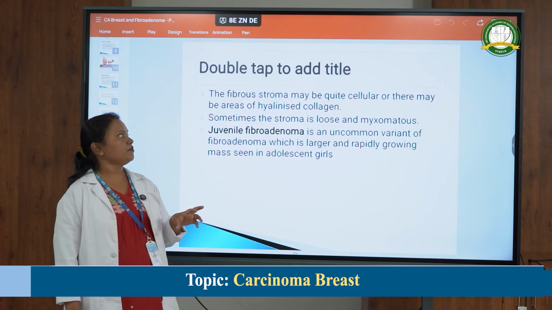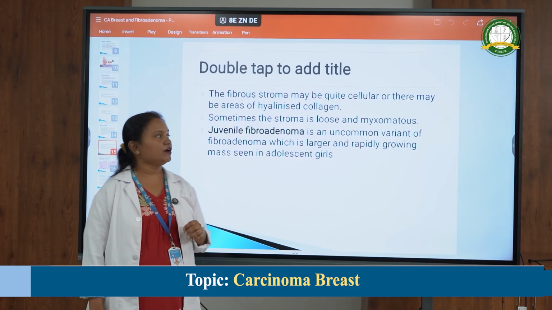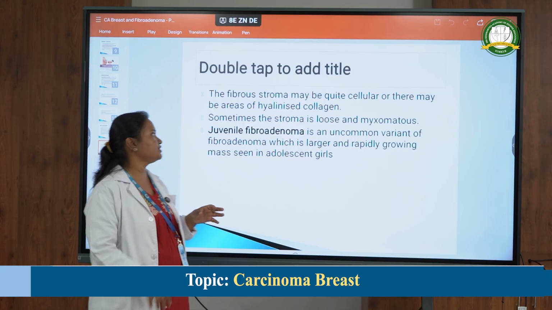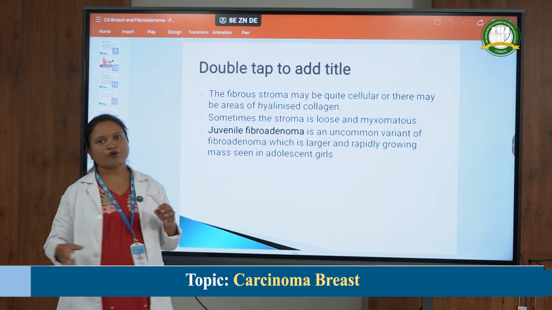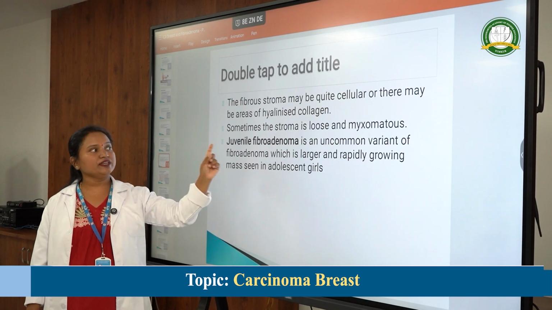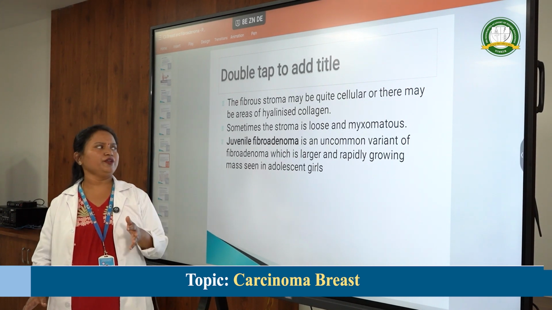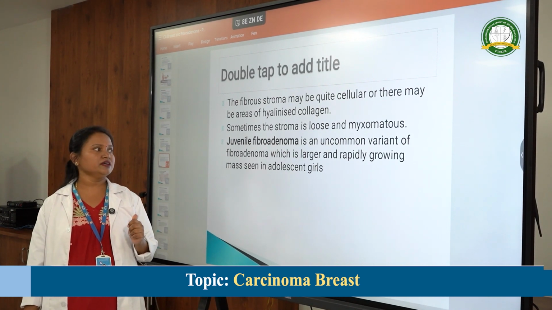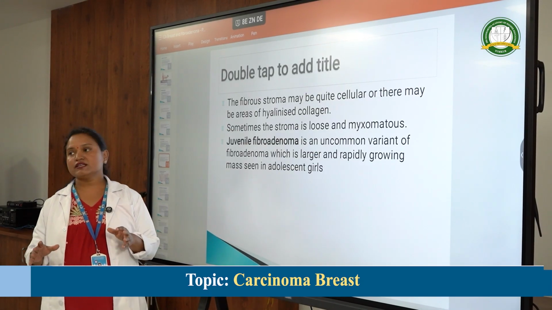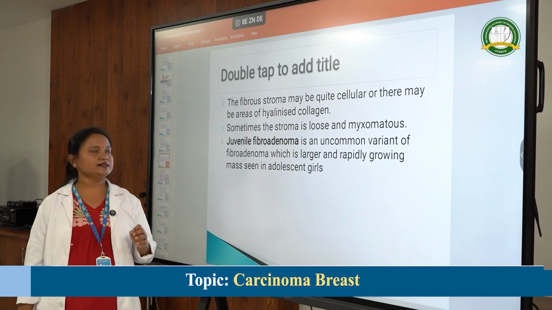The fibrous stroma can be quite cellular, or you can see areas of hyalinized collagen, and sometimes the stroma can appear loose and edematous. Also, juvenile fibroadenoma is a very uncommon variant of fibroadenoma. It is a very large and rapidly growing mass which is seen in adolescent girls.